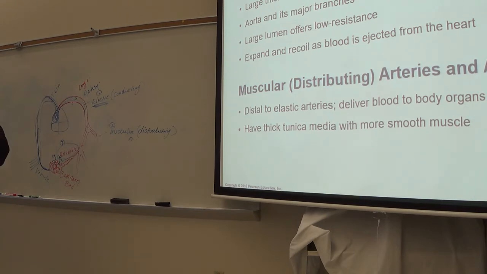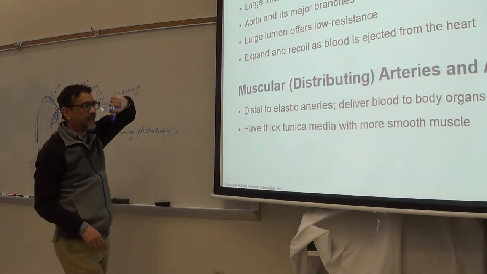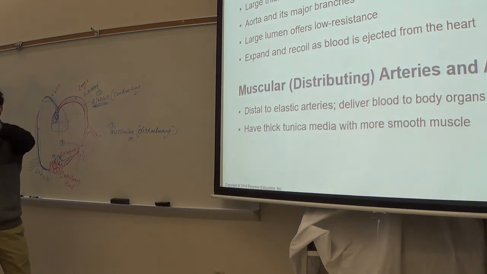If elastic arteries are not there, then some blood will be pushed back. Make sense? But since the elastic arteries can expand, right, they can take more blood into it. Okay, so that is why large arteries are elastic arteries. They can expand.